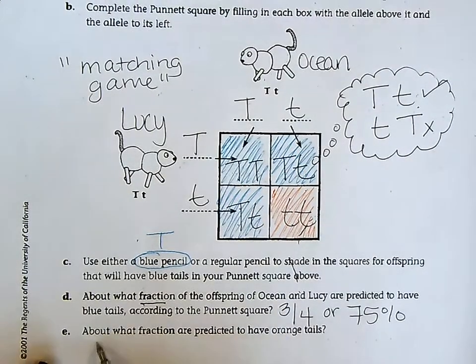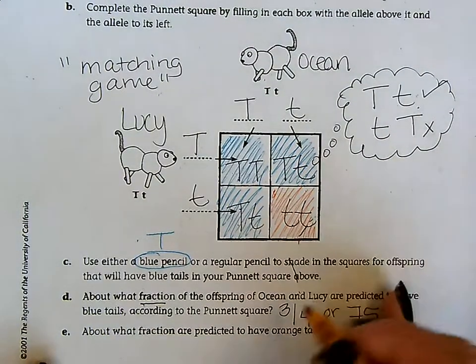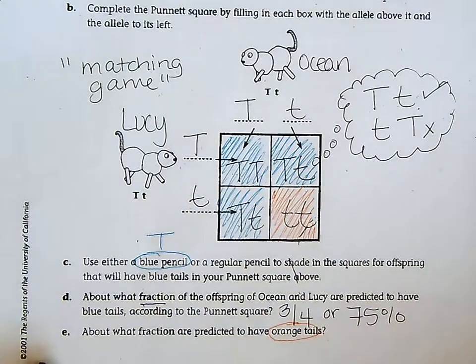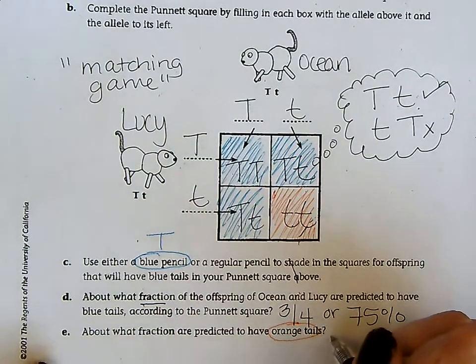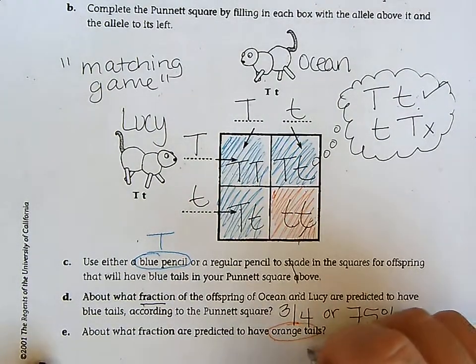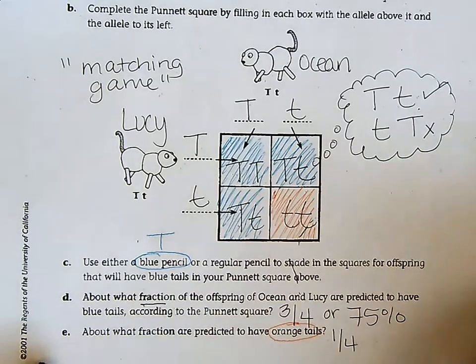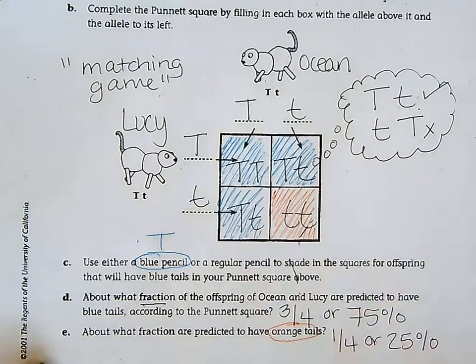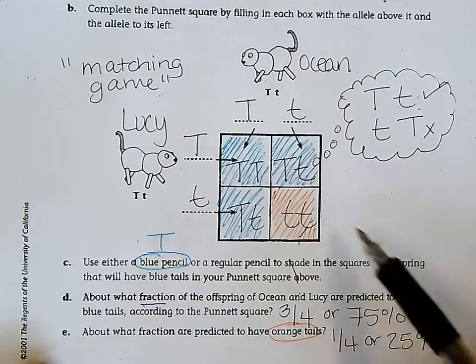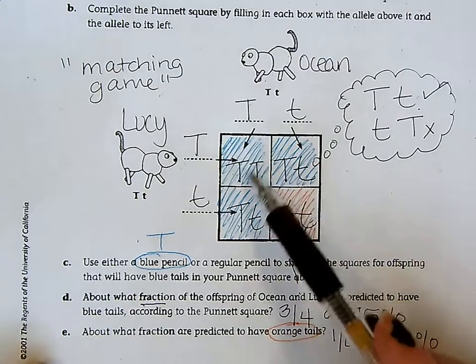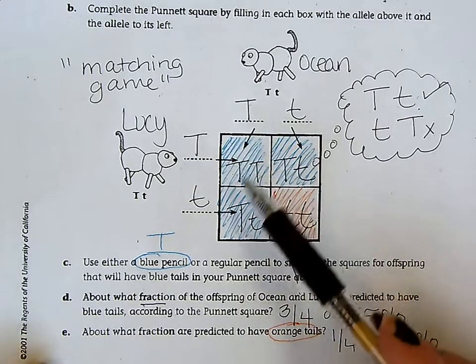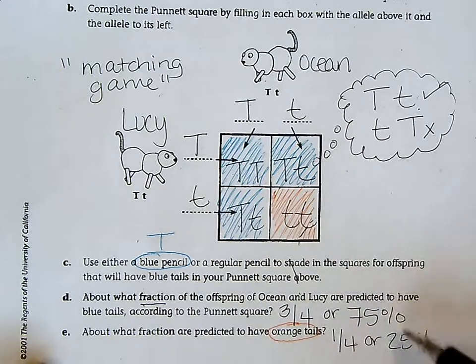So it says about what fraction are going to be orange tails. Well, that should be the remaining square, which is 1/4, or 25%. Another way you can check yourself with Punnett squares is the percentages of whatever characteristics. So we had 75 and 25. This should equal 100 when you're doing your percentages. So you can check your work.